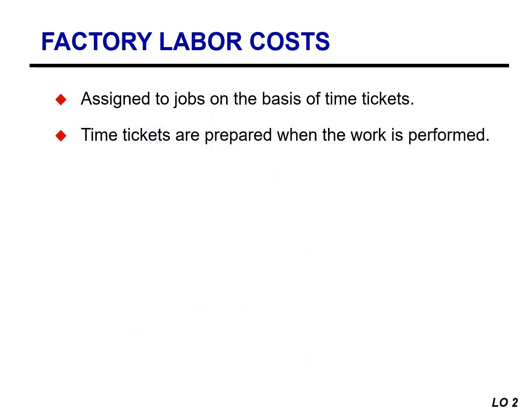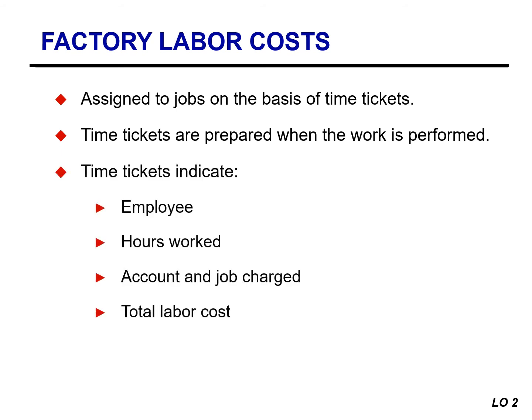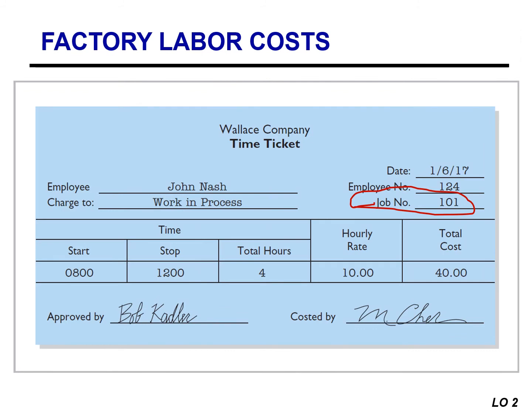Companies assign factory labor costs to jobs on the basis of time tickets prepared when the work is performed. The time ticket indicates the employee, the hours worked, the account and job to be charged, as well as the total labor cost. Many companies accumulate this data through the use of barcoding and scanning devices. When they start and end work, employees scan barcodes on their ID badges and barcodes associated with each job they work on. When direct labor is involved, the time ticket indicates the job number.